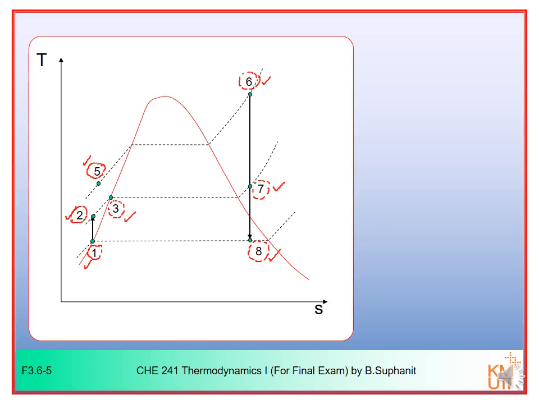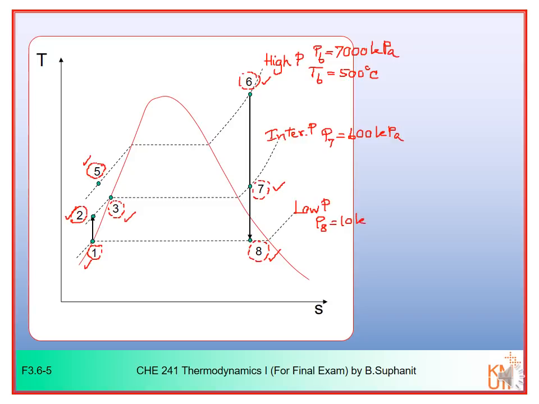So the cogeneration cycle will operate with 3 different pressure levels. The high pressure here would be at 7,000 kilopascal, and we also know the temperature at this point, T6, is 500 degrees Celsius. At intermediate pressure here, we know that P7 is at 600 kilopascal. And at low pressure here, we know that P8 is at 10 kilopascal.